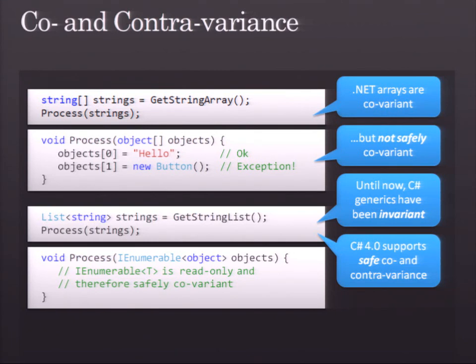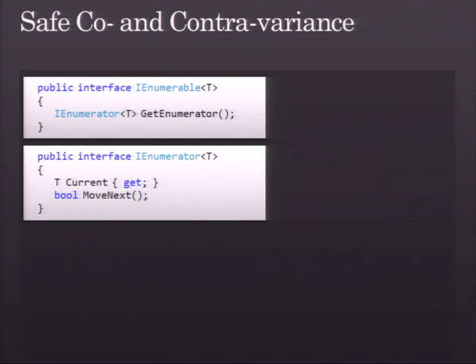Since IEnumerable of T is read-only, it is actually safely covariant. The only thing you can do with IEnumerable is take things out of the list. And surely, if you have a list of strings, then it is safe to take them out as objects, right? But conversely, it would not be safe to put objects in. And so look at now how we put co- and contravariance into the language.